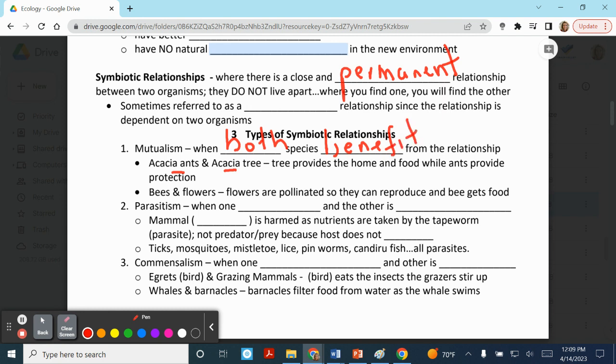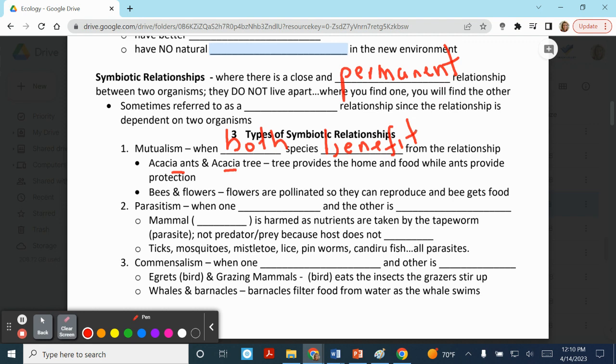Okay, so the ants are getting the home, and then the acacia tree is getting pollinated. And also, if there's any surrounding foliage from other organisms that start to crowd in around that tree, the acacia ants will trim off any limbs and leaves of other plant species that are starting to crowd in around their tree. So it gives the tree additional resources because of these acacia ants. Also, if something tries to eat the acacia tree, then the acacia ants will protect the tree and will attack what is trying to eat the tree. So you can see they both benefit from this relationship. They both get something out of it.